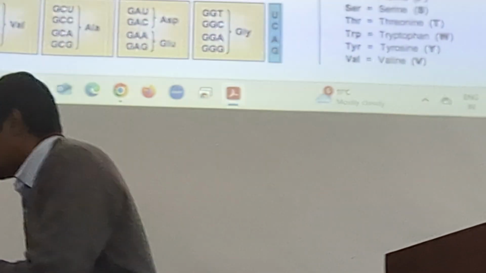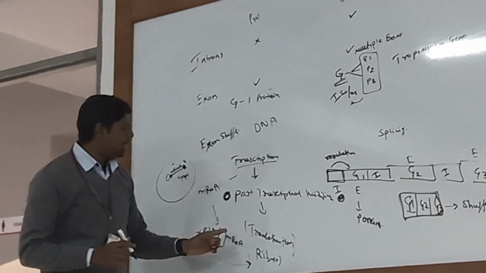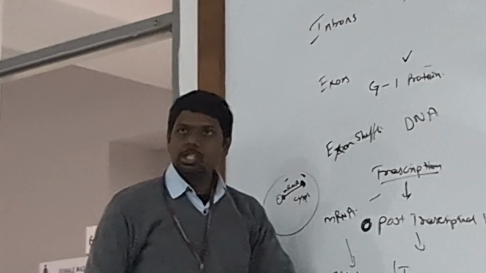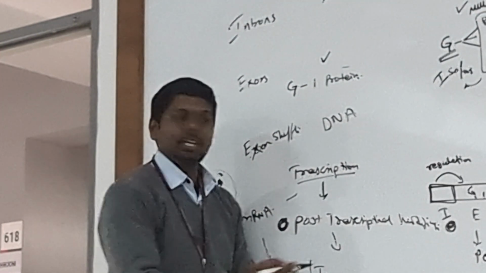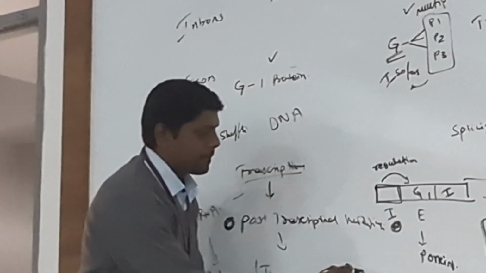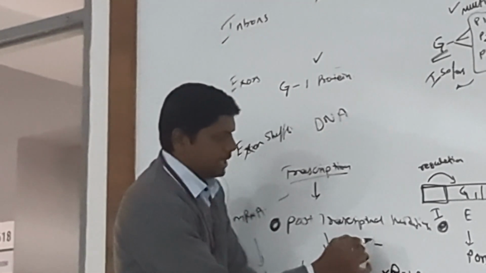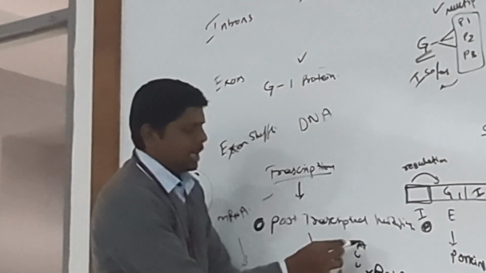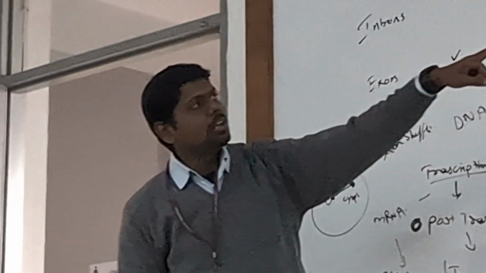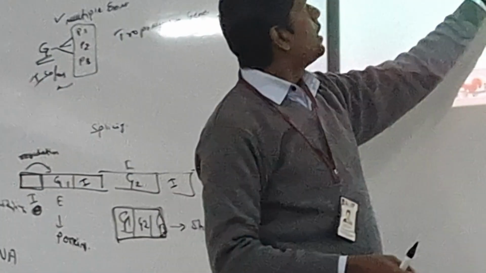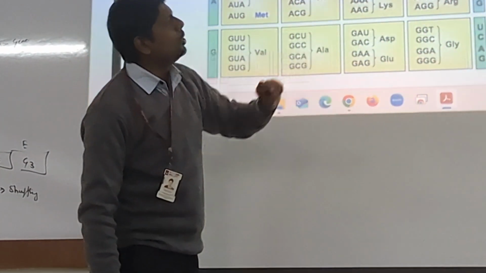So in translation, what happens? The tRNA will submit the mRNA to the ribosome. And what is a ribosome? Ribosome is also a type of RNA actually, ribosomal RNA. Ribosome will take any three codons, A, U, U. What is the amino acid of AUU? Check there. See, AUU is Ile, which means isoleucine.